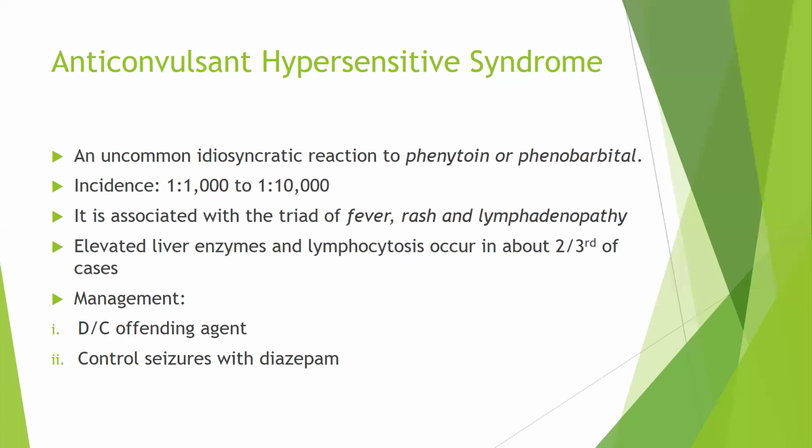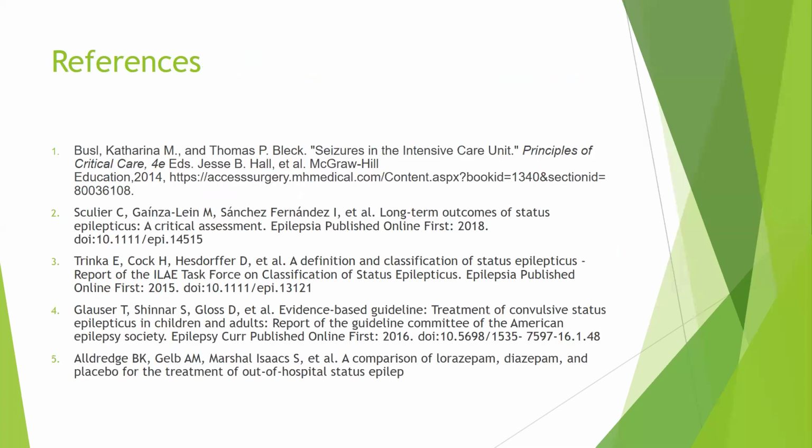So lastly, we're going to talk about this term, anticonvulsant hypersensitivity syndrome. It is an uncommon idiosyncratic reaction to phenytoin or phenobarbital. Its incidence is 1 in 1,000 to 1 in 10,000. It is associated with a triad of fever, rash, and lymphadenopathy. Elevated liver enzymes and lymphocytosis may occur in about two thirds of cases. How do you manage? Discontinue phenytoin and control seizures with diazepam.